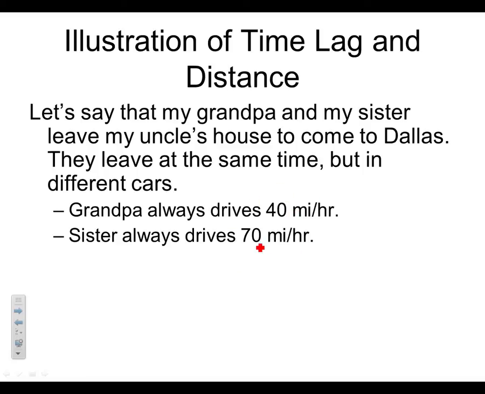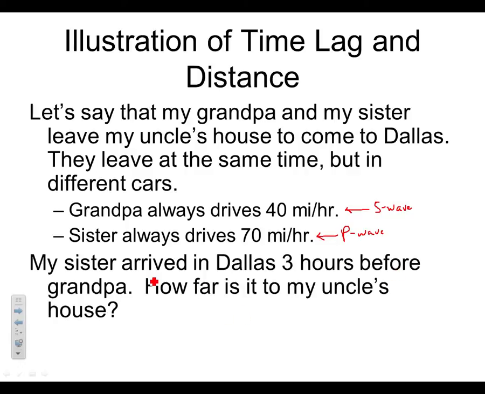Which one of these is analogous to the P wave? Her. Okay, so she's the P wave. Remember, the P waves are almost twice as fast as the S waves. So that's why I picked those numbers. So the P wave there is about twice as fast as the S wave. Okay, so they both leave my uncle's house and they're coming to Dallas. My sister arrived in Dallas 3 hours before my grandpa. How far is it to my uncle's house?